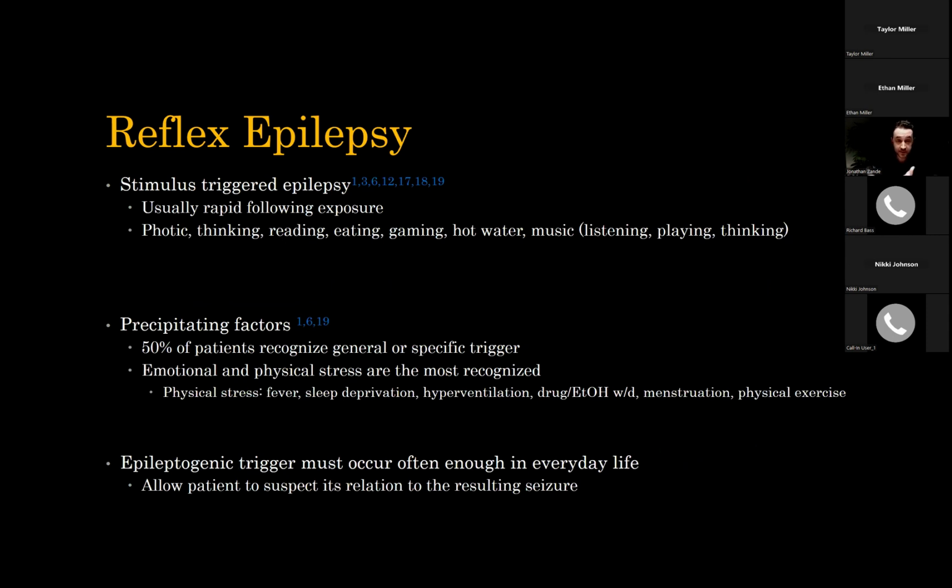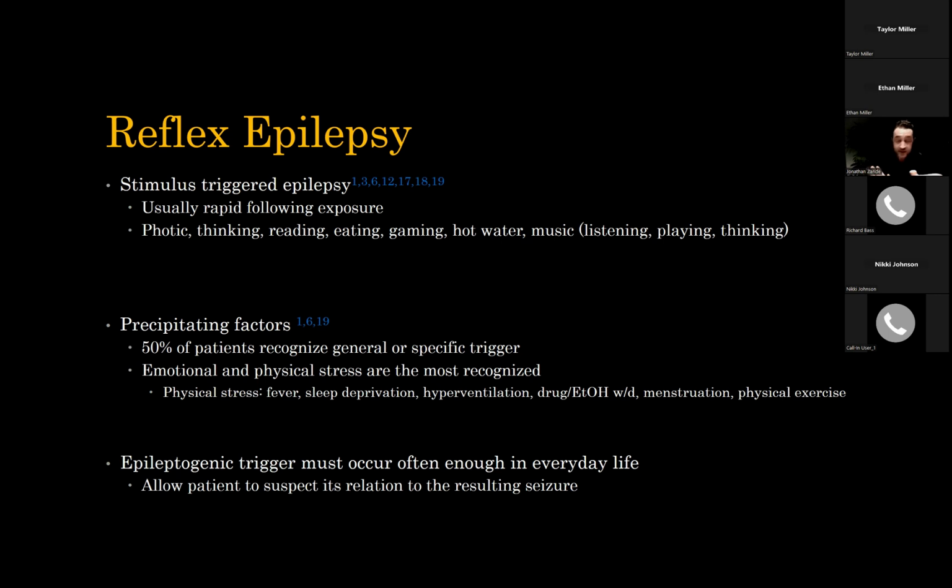Photic stimulation is something we see very commonly. Flashing lights generate a seizure. We even test for that when we do routine EEGs. But a variety of other things can trigger a reflex seizure. Thinking about a certain thought, reading, the act of reading can cause a seizure. Eating, playing games, taking a bath in hot water can cause a seizure. Music, in this reflex epilepsy population, the stimulus triggers the seizure.